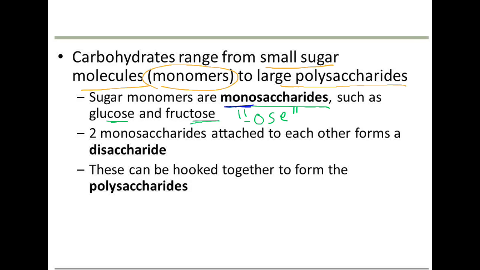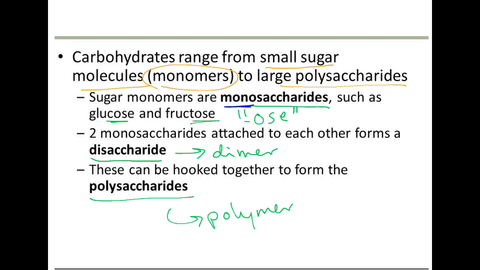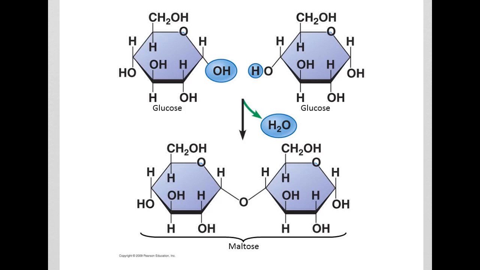Two monosaccharides coming together forms a disaccharide. So this would be the dimer, where you have 2 monomers together, would be a disaccharide, and then a polysaccharide would be the polymer of carbohydrates. So notice that we are constantly getting those prefixes: monosaccharides in the monomer, disaccharides in the dimer, polysaccharide for the polymer.